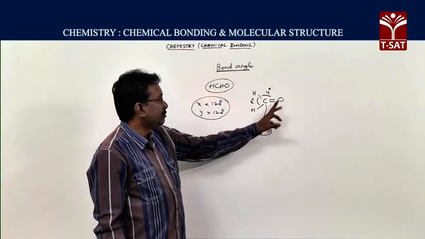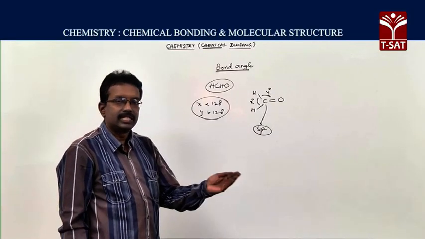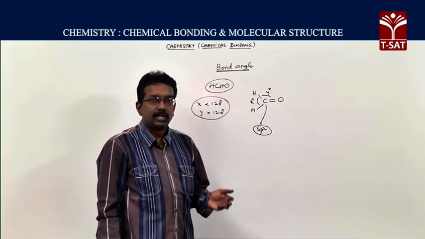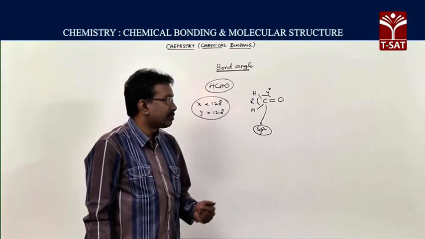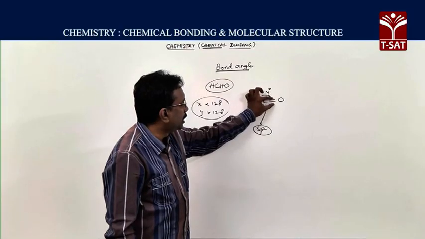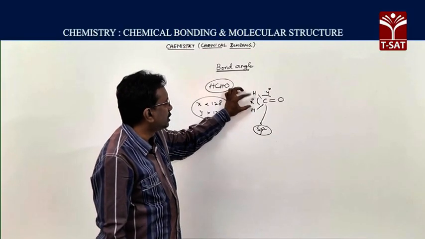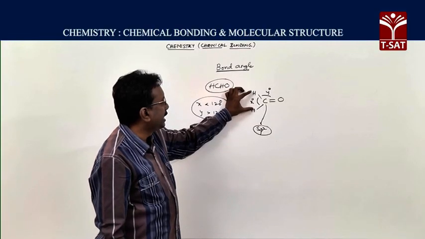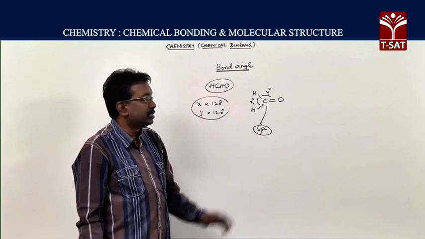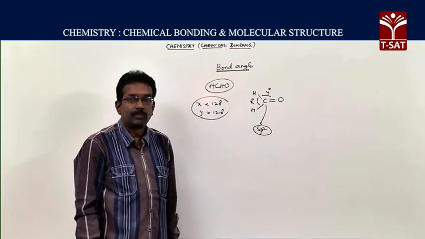In VSEPR theory, we have one conclusion: the effect of multiple bonds on adjacent bonds. Triple bond influence is more on adjacent bonds, next double bond influence. That is why these two bonds are influenced by this multiple bonding, and thereby, because of this multiple bonding effect, these two come closer. These two coming closer means definitely this bond angle decreases and this bond angle increases. So, this is the influence of multiple bonding on bond angles.